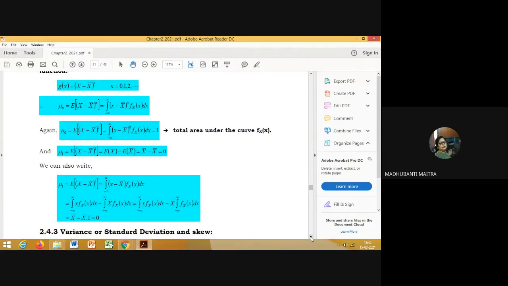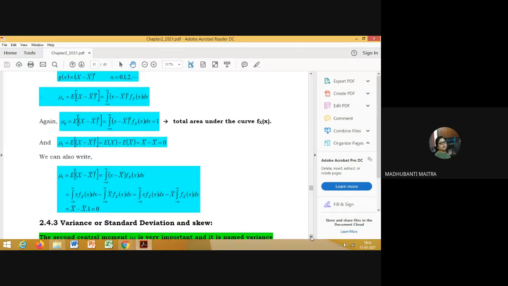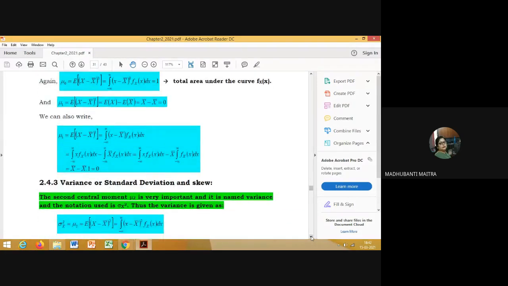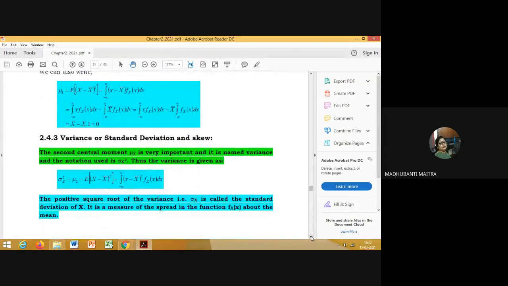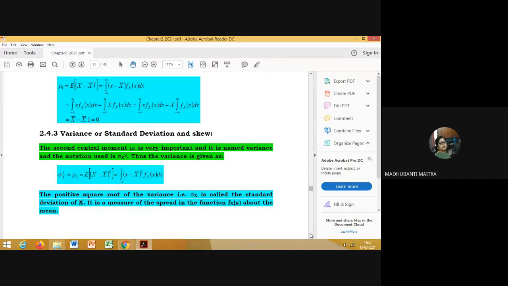So in the last class, we were discussing different moments. That means moments about the origin and central moments. Nth order central moment, nth order moment about the origin. Now we'll start discussing what is standard deviation, how to define standard deviation and variance.